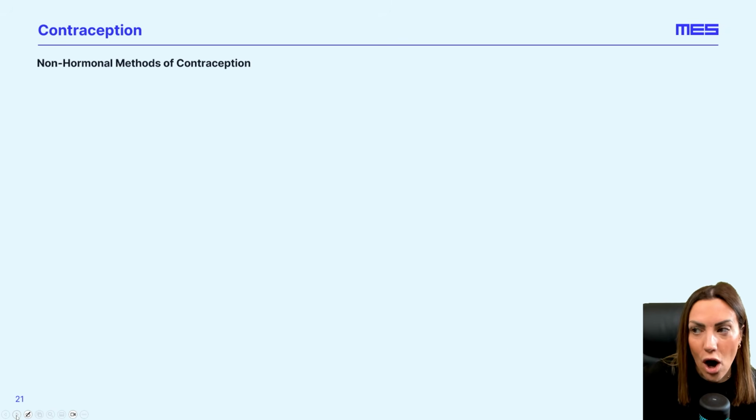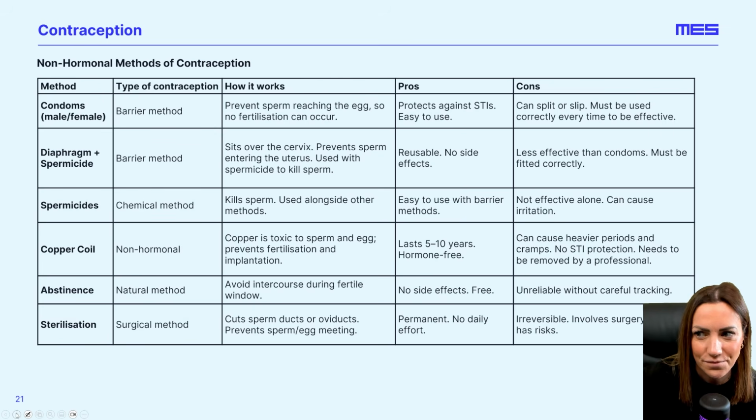Then we move on to our non-hormonal methods. So these don't contain hormones like progesterone or estrogen. We've got things like condoms, male or female condoms. They're what we call a barrier method. It's called a barrier method because they literally prevent the sperm from reaching the egg. If the sperm can't reach the egg, there's going to be no fertilization. They do protect against sexually transmitted infections. That's a big pro that you should be able to give. They are easy to use, however, not always effective because they might break, they might slip. If they're not used correctly, they are not going to be effective.